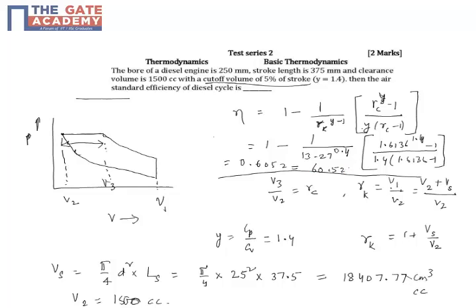So the answer is 60.52 percent. I don't know whether they have asked in percentage or not, but most of the time we have to specify in percentage, so it's 60.52 percent. Okay, so that is the answer. The things like compression ratio and cutoff ratio will be clear, but you have to remember the formula. That's the thing. Thank you.